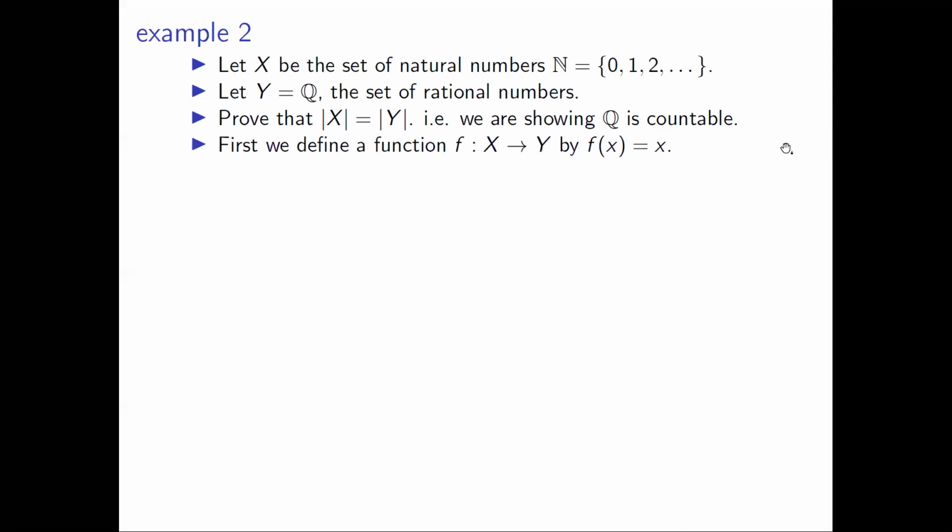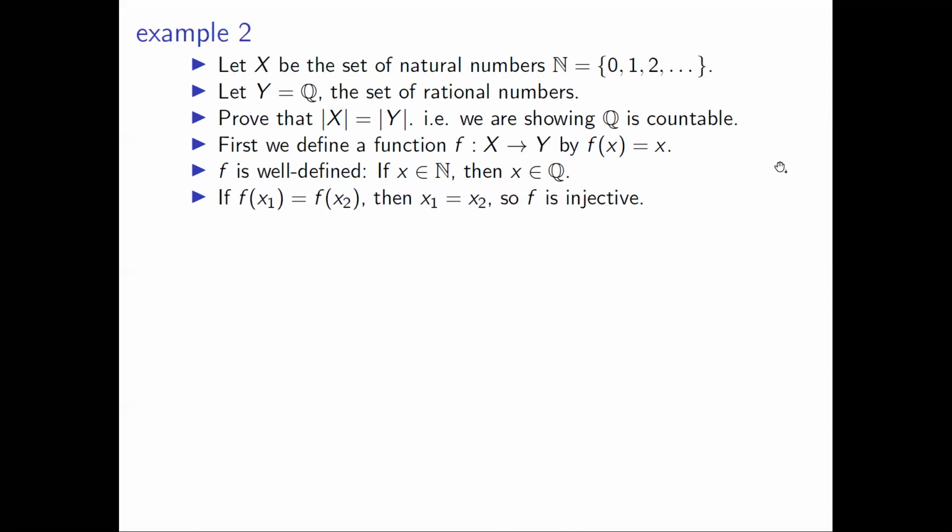So we're going to define a function, f from X to Y, and it will be defined by f of x equals x. So it's just the identity function. And we can see that this is well defined because for any input x from the set X, which is a natural number, the output is going to be x, which is a natural number, and any natural number is rational, so the output is in the rationals. So our function is well defined.